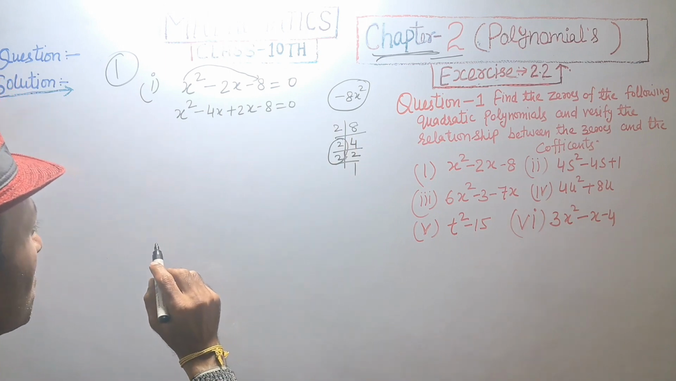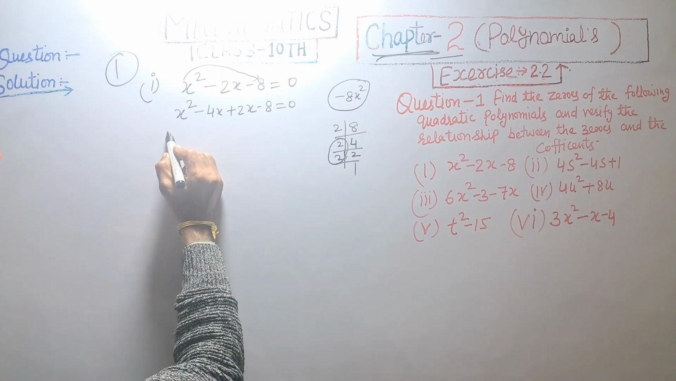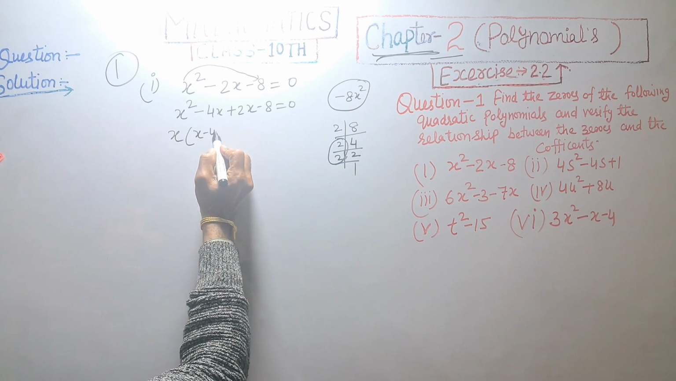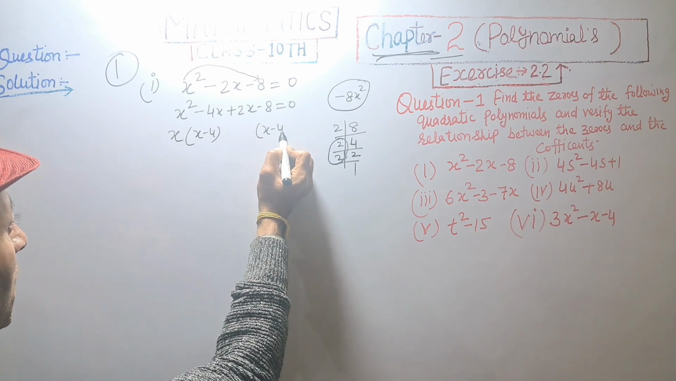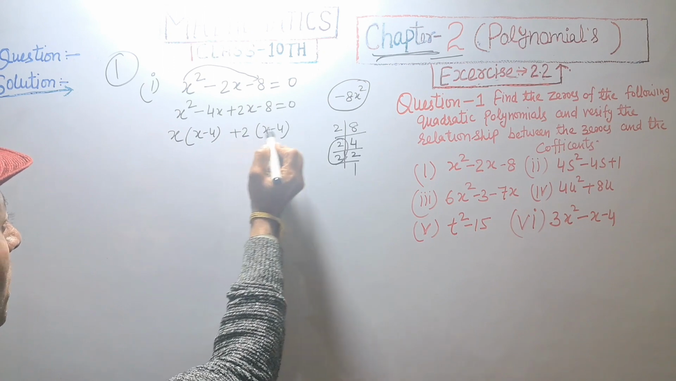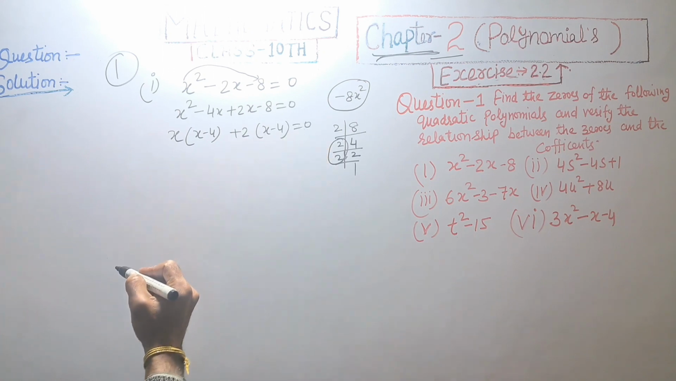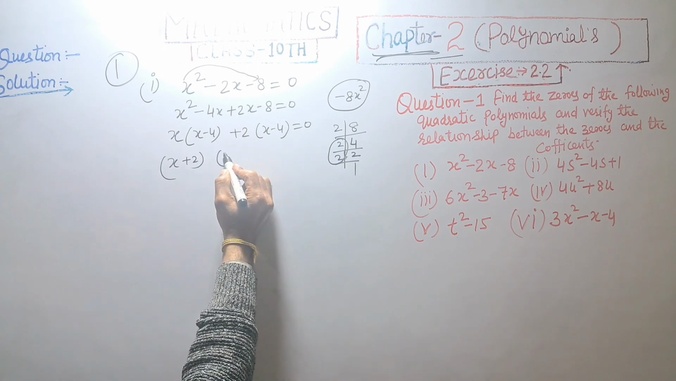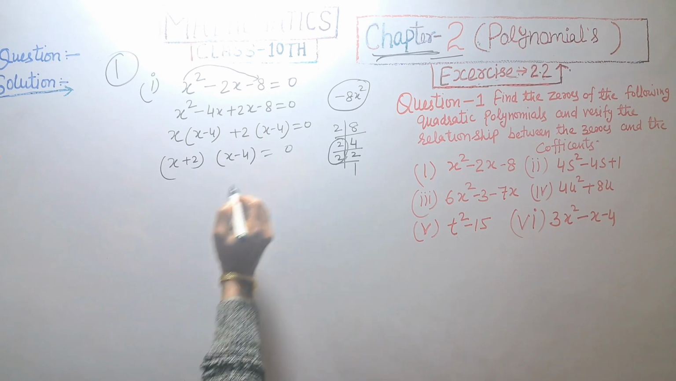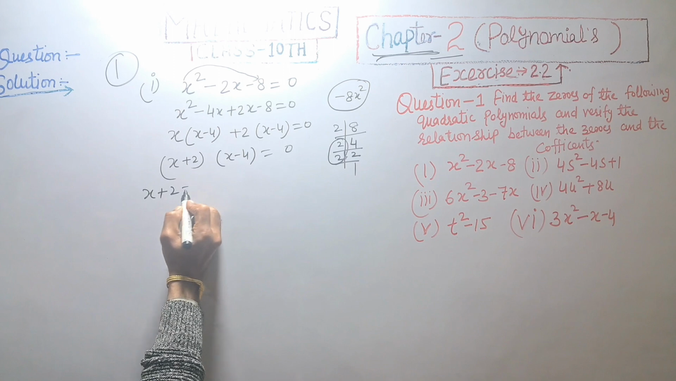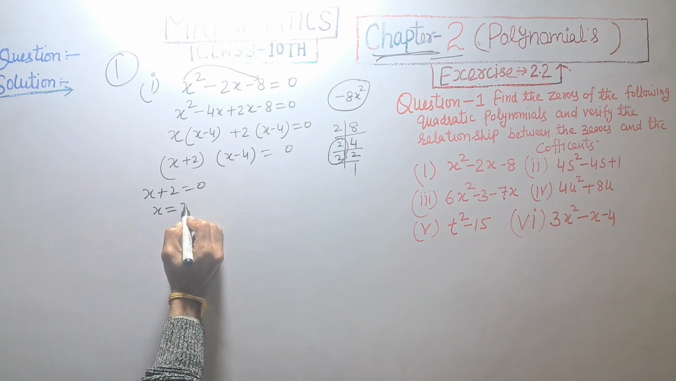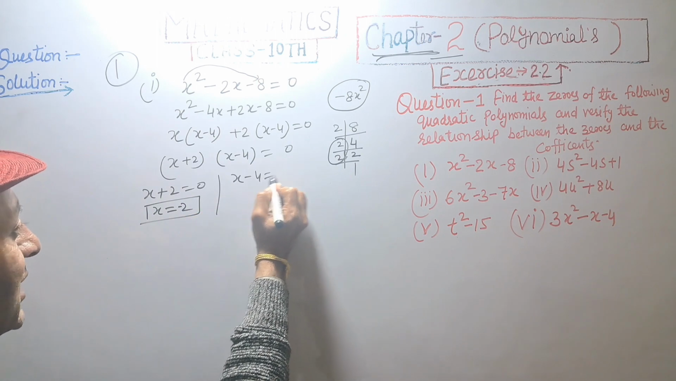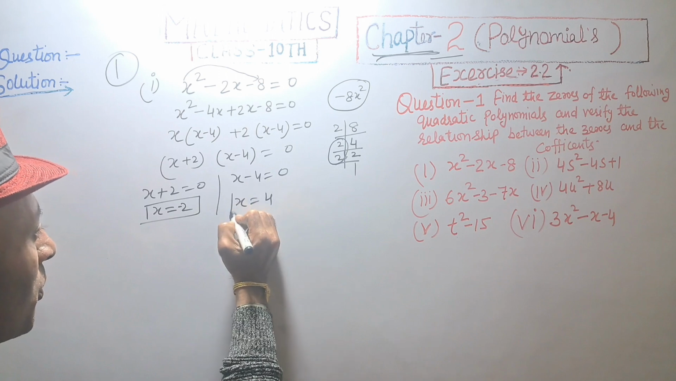We find the zeros of the quadratic equation. Taking x common, in bracket x minus 4. Then x minus 4 in bracket, plus 2 is common, is equal to 0. So x plus 2 one time, x minus 4 one time equal to 0. x plus 2 equal to 0, x is equal to minus 2. And x minus 4 is equal to 0 means x is equal to positive 4.